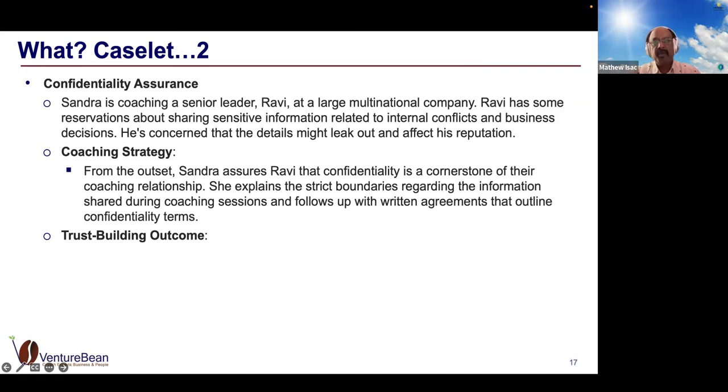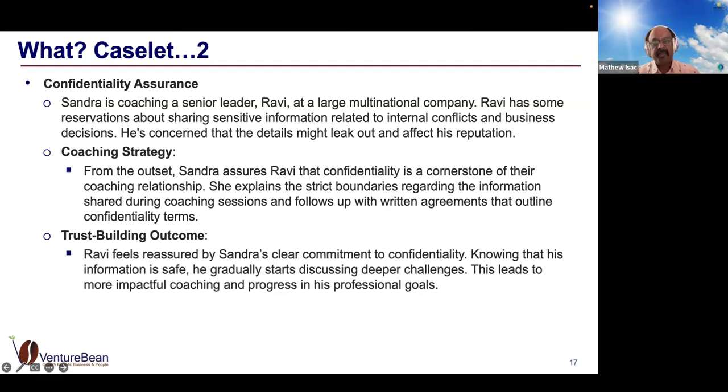Confidentiality, the coach goes with confidentiality as the cornerstone. Strict boundaries, laying the boundaries. That's what we talked about. And talking about written agreements, confidentiality terms, reiterates, focusing a lot on the agreement part of it. Because his concern is about sensitive information leaking out, it is very critical to get down to the confidentiality part of it.